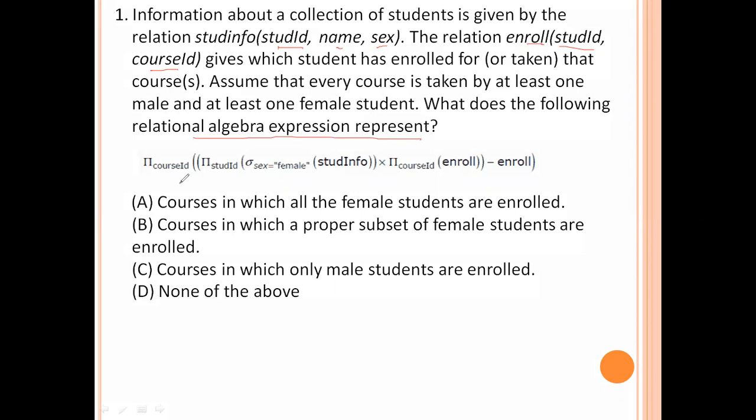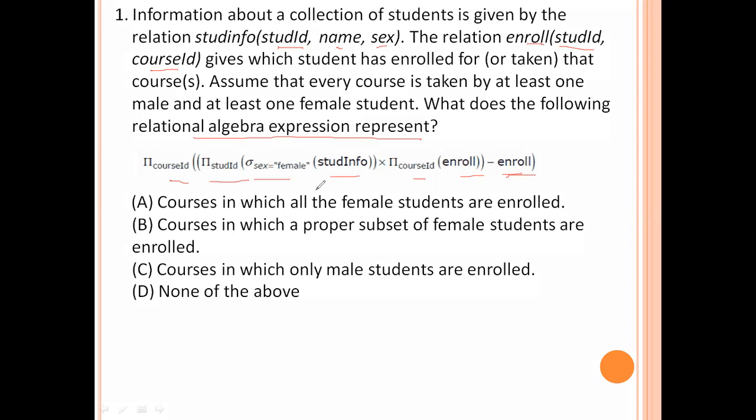Pi course ID of (pi student ID of sigma sex equal to female student information, cross or join pi course ID enroll) minus enroll. This is the query given in this question. Which one is suitable for this?